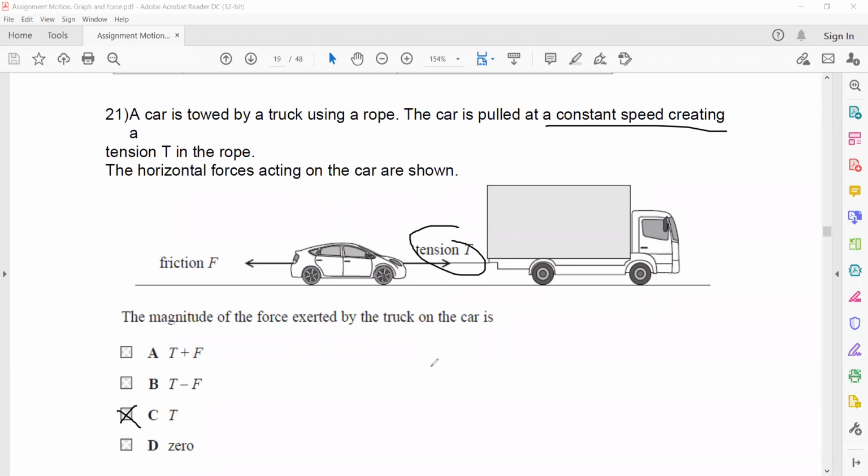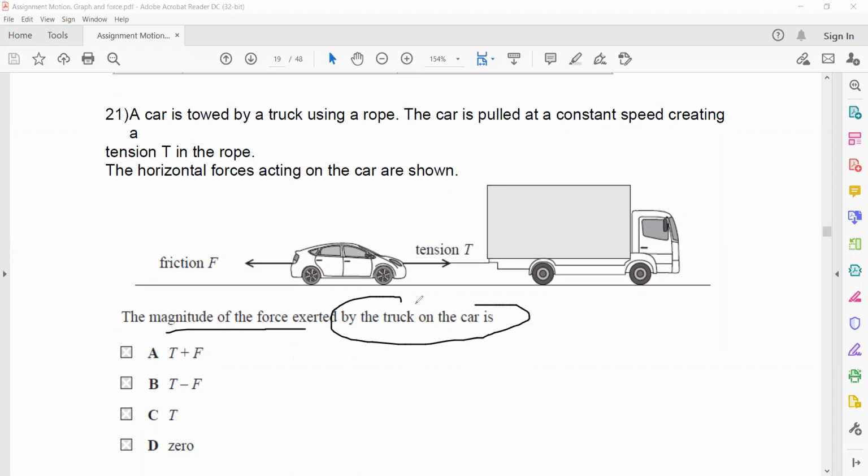T minus F will be the resultant force which acts on the car, and that resultant force is 0. As they mentioned, it is moving with a constant speed. In the question, they are asking the magnitude of force exerted by the truck. So what force is the truck exerting? The truck is exerting a force which is equal to the tension. And the resultant force on the car will be equal to T minus F. Is this question clear? So C will be the right answer. If they ask what is the resultant force on the car, then D will be the answer. Resultant force is 0, as they mentioned, it is moving with a constant speed.